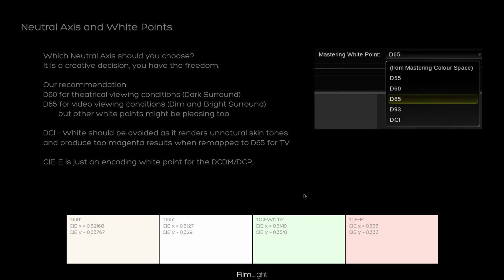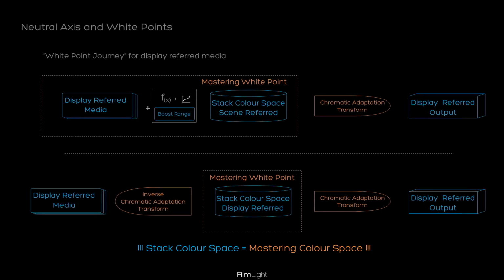So far so good. We have only discussed scene-referred inputs till now. What if we have a display-referred input in our timeline? How does the mastering white point affect the handling of content's neutral axis? There are two workflows TrueLight distinguishes. In the first scenario, we want to convert the display-referred material back to scene-referred, utilizing either inverse display rendering transform or boost range, which is a local inverse tone mapper.